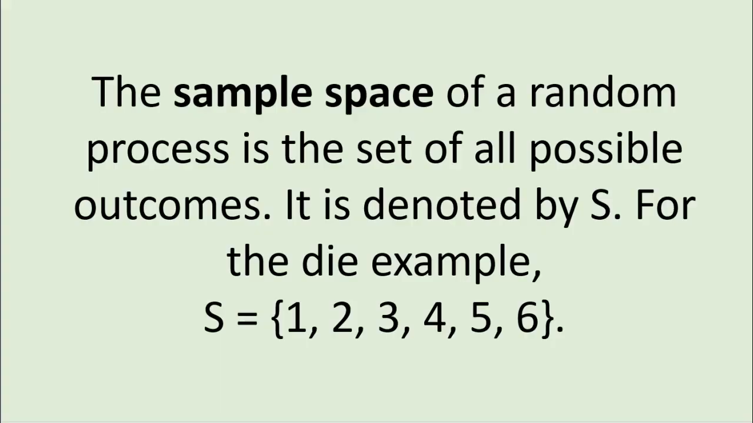The sample space of a random process is the set of all possible outcomes. It is denoted by capital letter S. For the dice example, notice that our sample space S is equal to, we use curly brackets around the potential outcomes, and then listed inside of the curly brackets, we have the 6 possible faces that the dice could land on.